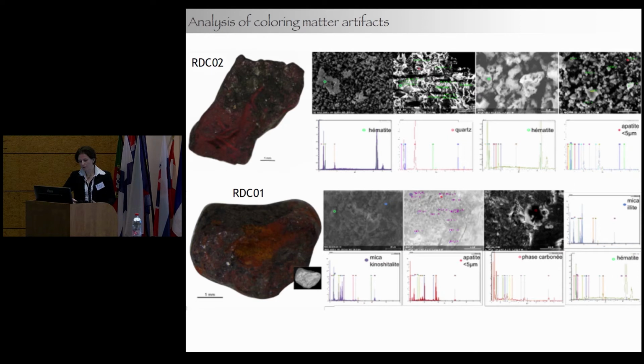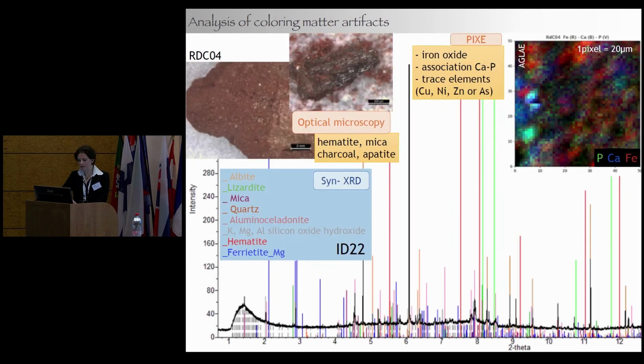And we wonder about the origin of this coloring matter. Due to the morphology of the hematite, and also due to the elementary analysis and the presence of some trace elements, we suppose an origin from a vein mineralization. For the other objects, we are less certain. We find directly by optical microscopy the presence of charcoal and apatite. That means that perhaps we have access to the origin of the mixture.